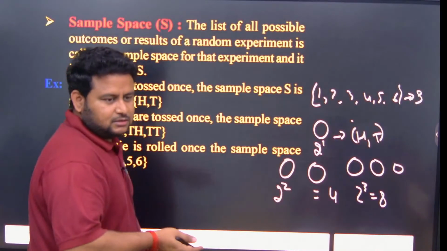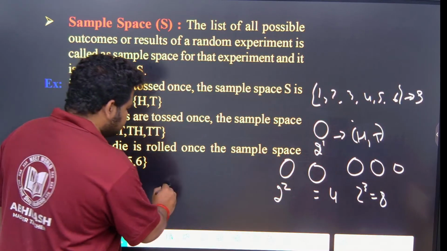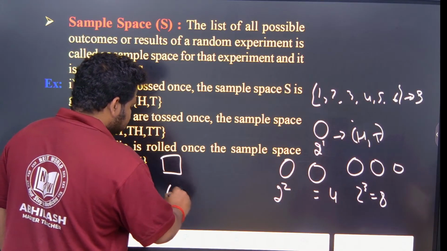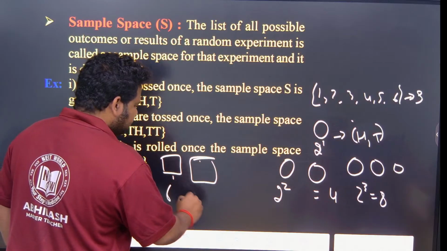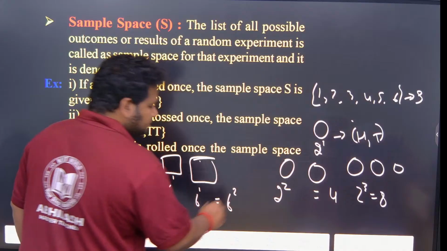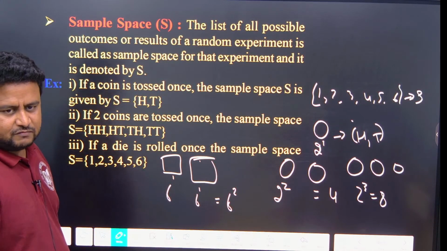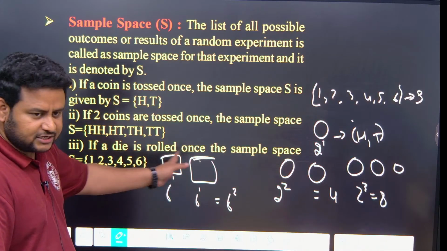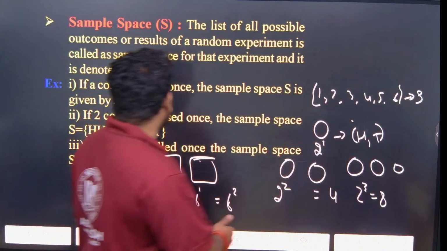Suppose 1 dice. 1 dice means how many outcomes? 6. Suppose there are 2 dice, this is 6 power 1 times 6 power 1, which is 6 power 1 plus 1, that is 6 power 2. 3 dice, 6 power 3. n dice, 6 power n. First you should write the outcomes, then the number of dice will come to the power. Clear? This is about sample space.